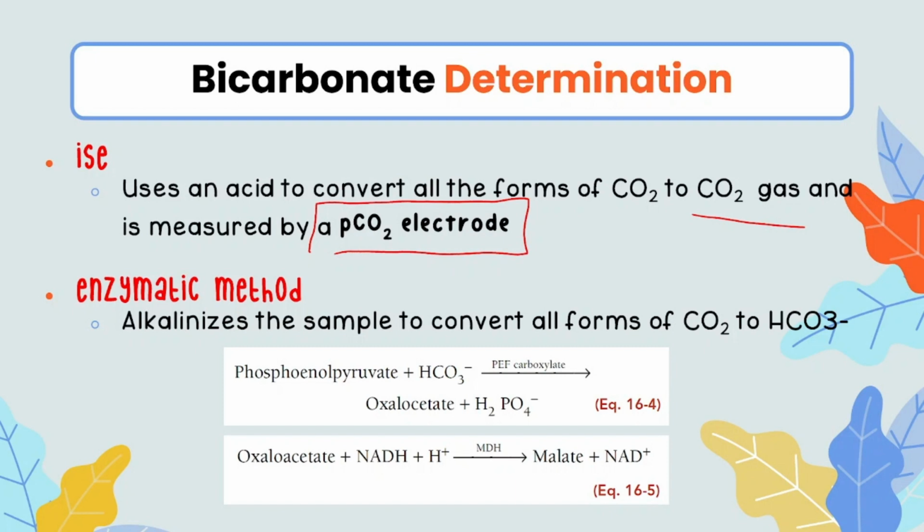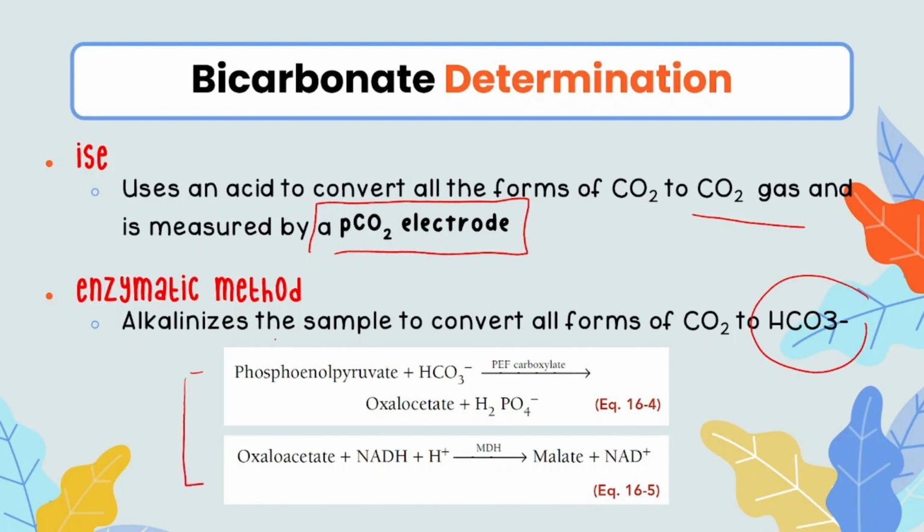Now, the enzymatic method could also be used, in which we need to alkalinize our sample first to convert all forms of carbon dioxide to bicarbonate. Of course, if we acidify it, kids, then we would expect that the carbon dioxide will form carbonic acid, because bicarbonate is alkaline. So, as you can see here, this is your chemical reaction.